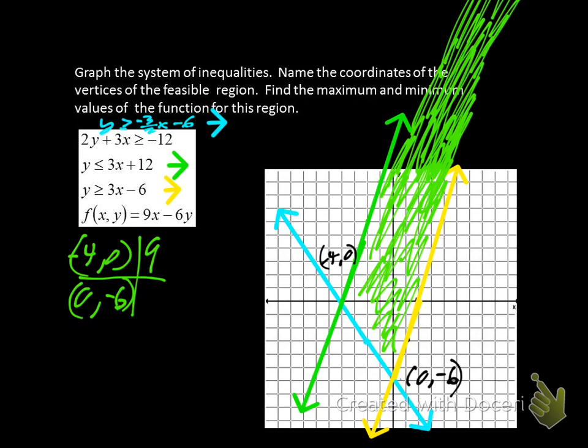Still plug them in. So 9 times -4, you don't have to write the -6 times 0 part. You know what that's going to end up being. Okay, same thing down here. So 0 times 9x is 0. So maybe write 0 minus 6 times -6.